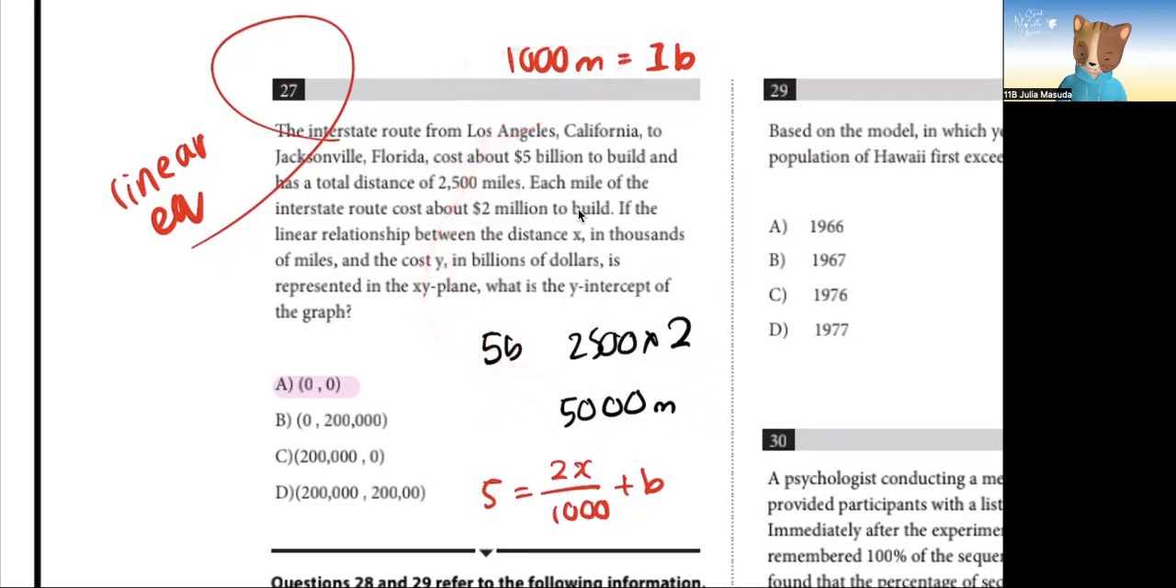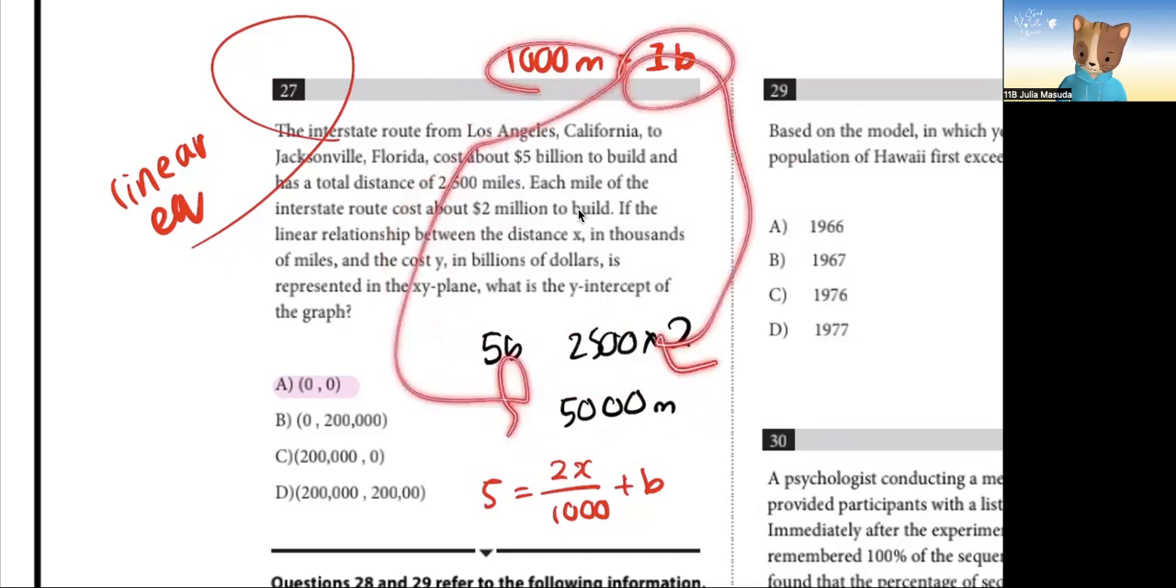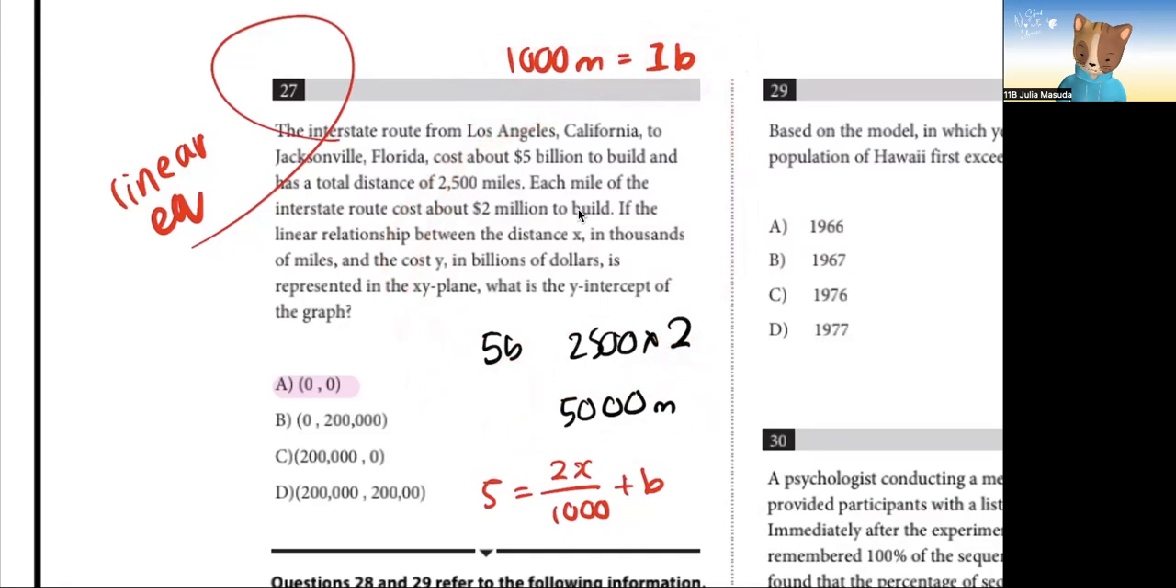So 2,500 times 2, 5,000 million, is equivalent to, if you divide by 1,000 and you're multiplying 5, then you'll get 5 billion. So yeah, it makes sense, right? 2,500 miles, each costs 2 million, and that's equal to 5 billion. So keeping that in mind, y is the cost in billions of dollars, which is the total project, and this whole equation is going to be based on billions. So the expression should equal something billion.